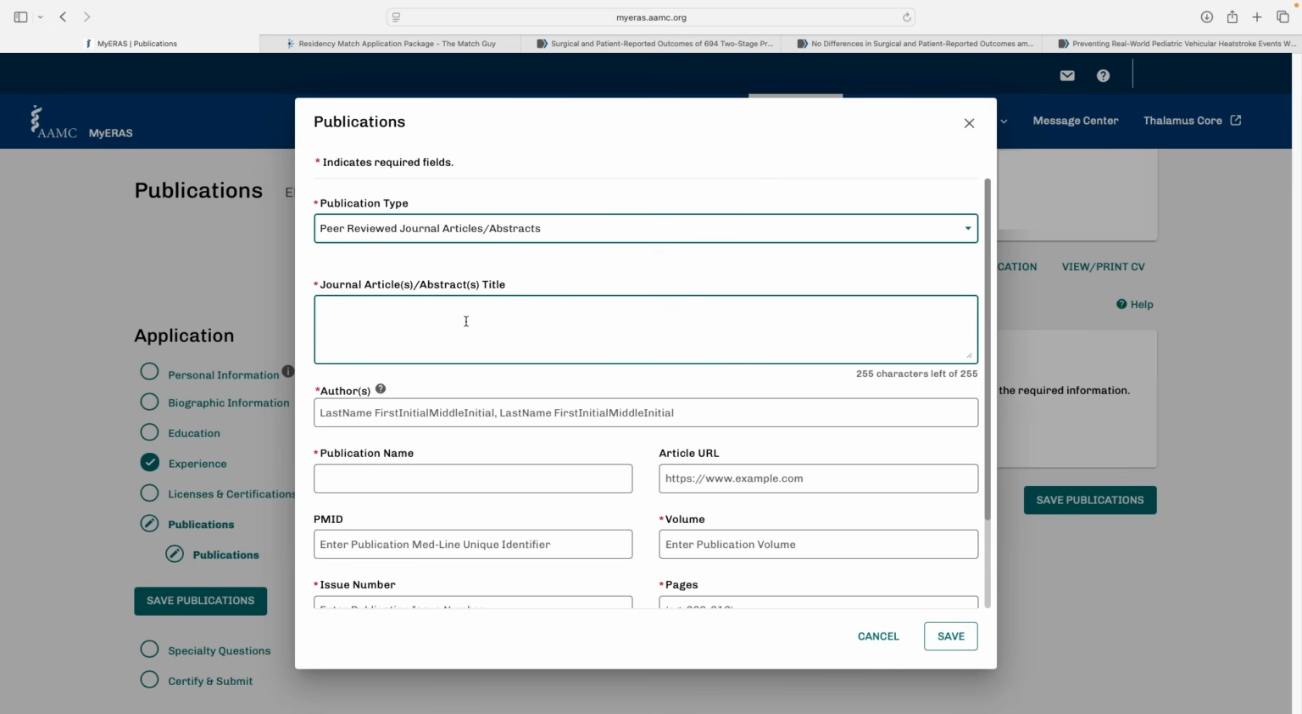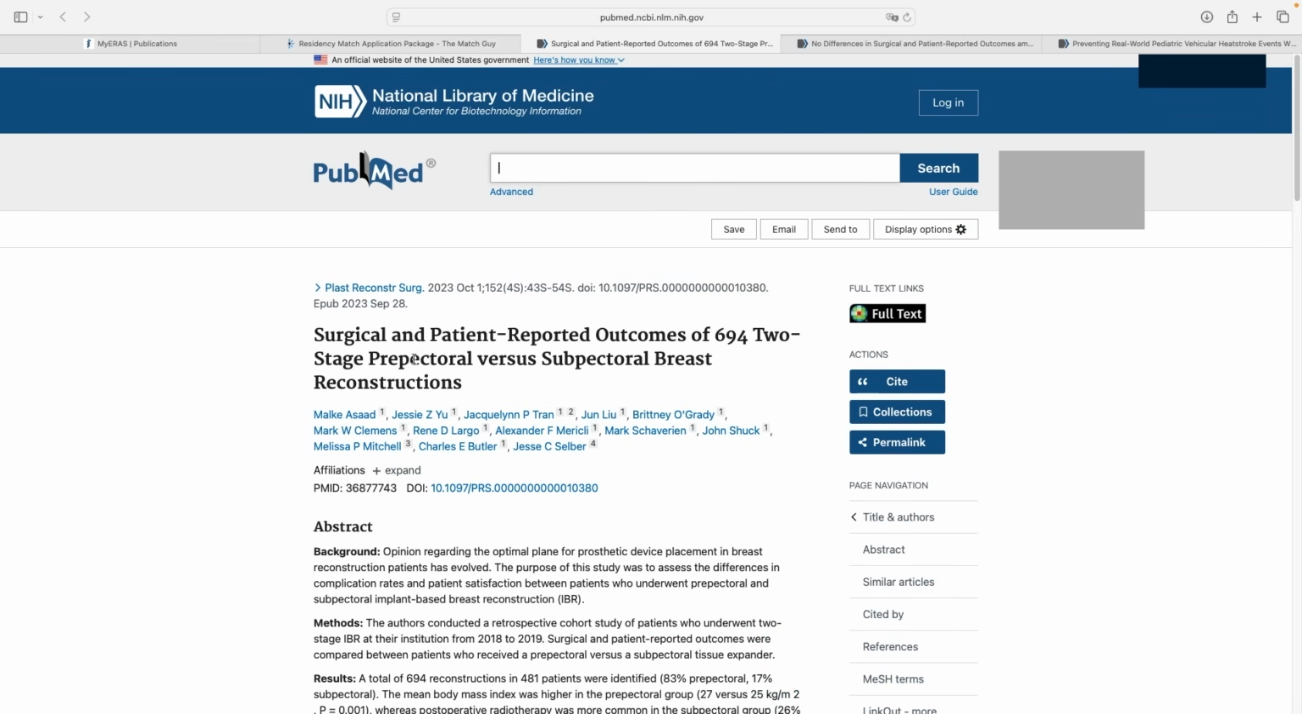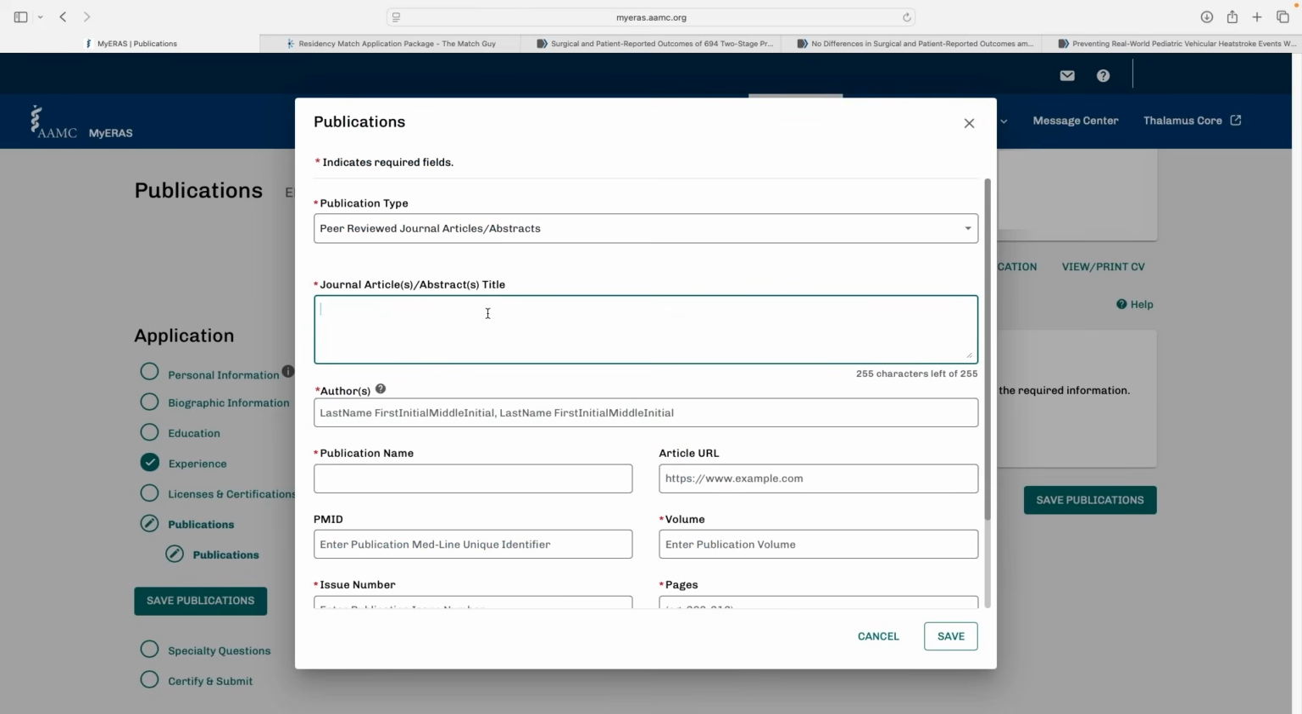I'm gonna show you examples on how to fill that from my paper. So if you go here to this publication, I have the article title, this one here. I'm gonna copy paste it here.